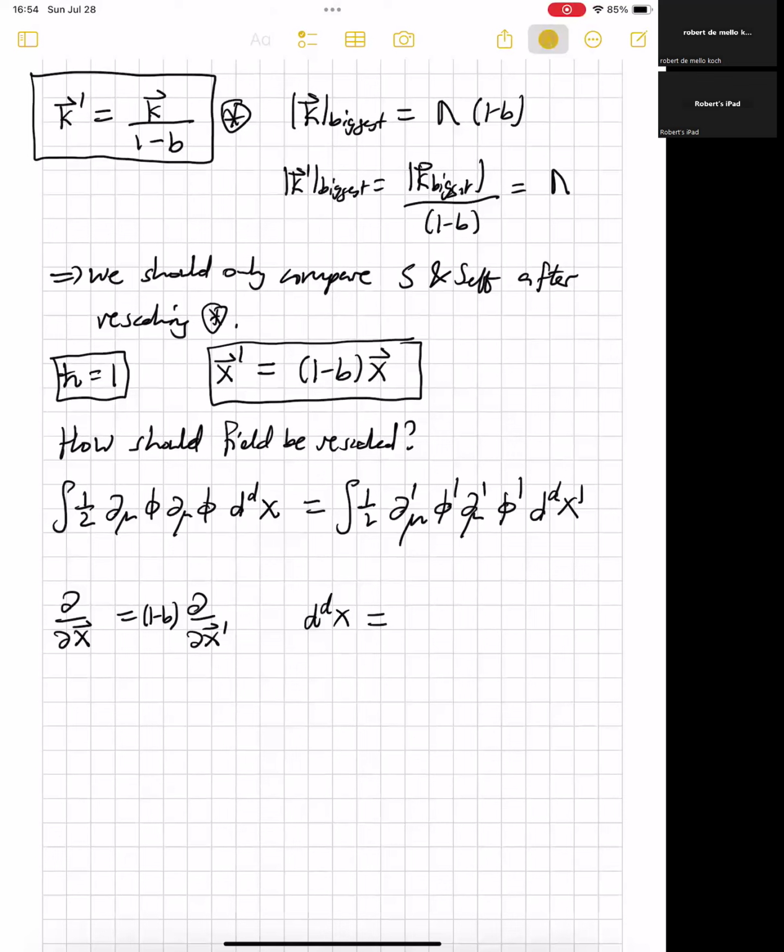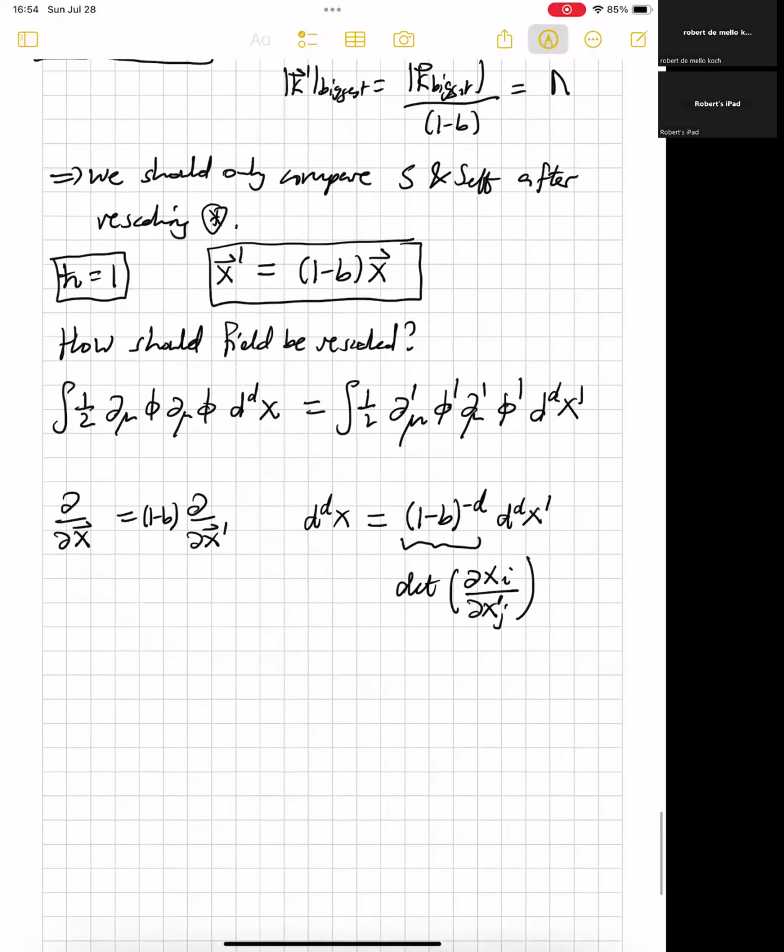And then we also need to work out how d dx transforms. Let me write down the answer and then maybe explain it. So this is 1 minus b to the minus d, dx prime. And what would you do? You just calculate the Jacobian here. So this factor over here, I'm claiming, is the determinant of dx_i by dx'_j. So go ahead and calculate that determinant, and that's exactly the answer that you'll find.